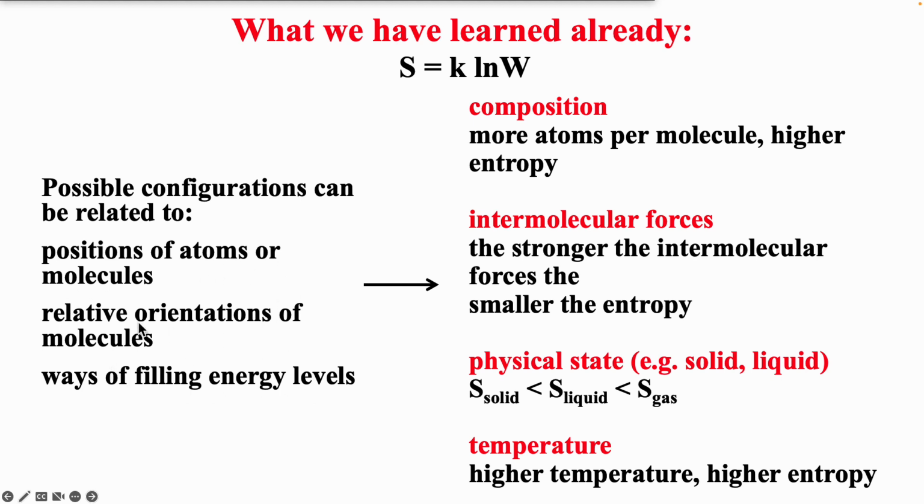Now, we can go from these three different types of configurations to think about systems. In terms of composition, the more atoms per molecule, the more energy levels, the higher the entropy. In terms of intermolecular forces, the stronger the intermolecular forces, the fewer the number of configurations for positions or orientations, the smaller the entropy. In terms of physical states, a gas always has higher entropy than the corresponding liquid, which always has a higher entropy than the corresponding solid. And in terms of temperature, higher temperature means more energy levels are accessible, and so that gives you a higher entropy.